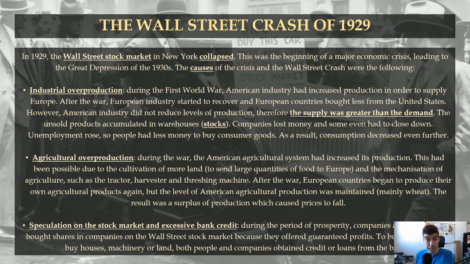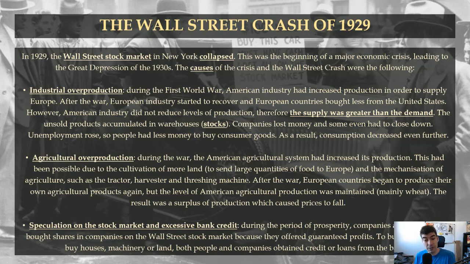Why? Because the demand could not afford the supply that they were producing. This means that they had to reduce prices, and they started to lose money. If they lose money, they fire people. If they fire people, the unemployment rate rises. And if there is unemployed people, they could not buy the products. They could not afford them. So it's a cycle in which the consumption started to decrease.